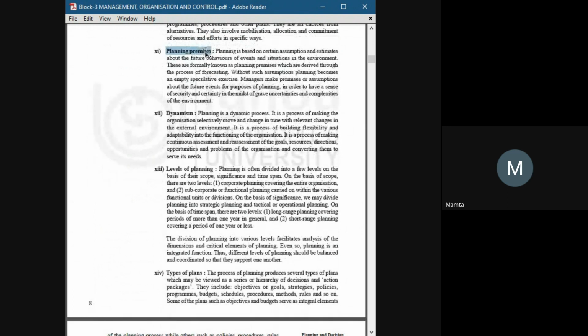Planning premise. Planning is based on certain assumptions and estimates about the future behaviors of events and situations in the environment. These are formally known as planning premises, which are derived through the process of forecasting. Planning involves forecasting as well, because when we are making a plan for an organization, we think about the political structure in the next 1 year, 2 years, or 5 years. So we are forecasting it.